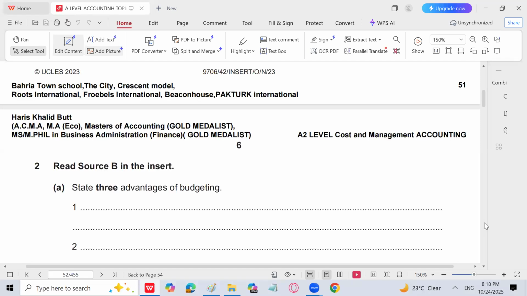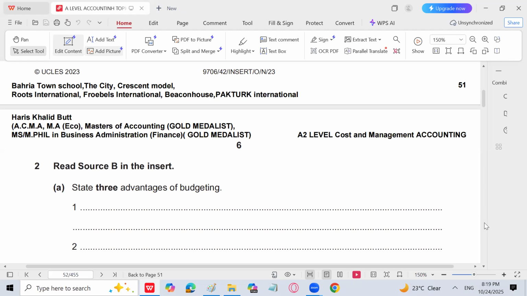State 3 advantages of budgeting. Obviously, budgeting is a device for planning and control, right? It is used so that we can compare the actual results with budgets in order to take corrective actions where we are getting more outflow of resources. But a budget is also a communication device. It is for planning, controlling, communicating.